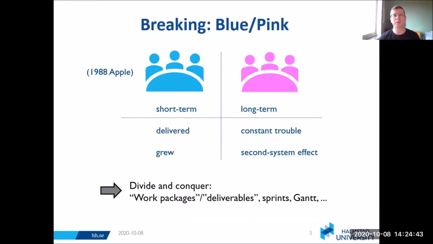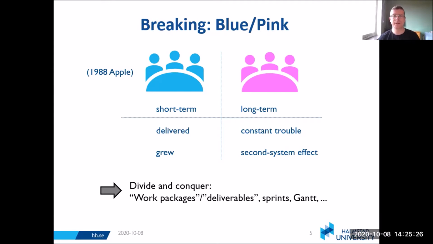So we start with an anecdote from 1988 from Apple. They decided to break one of their development teams into 2 groups, a short-term group and a long-term group. The short-term group was the blue group, the long-term group, the pink group. And what they found was that over the next few years, the blue team was able to meet its goals, and it grew, even absorbing people from the pink team. Whereas the pink team was in constant trouble, and it was suffering from a second system effect. They were creating systems that were maybe bloated or over-engineered.